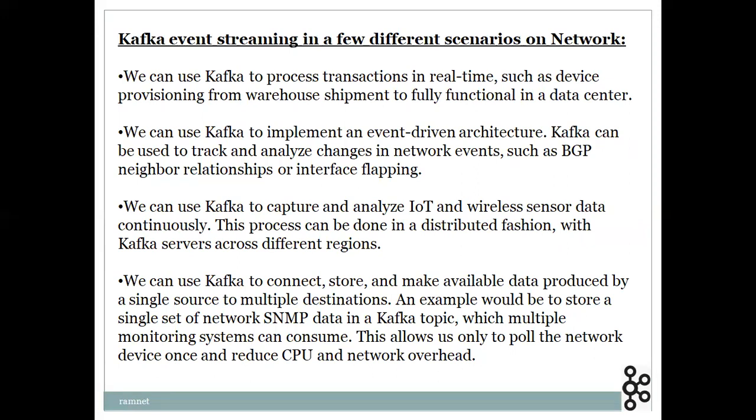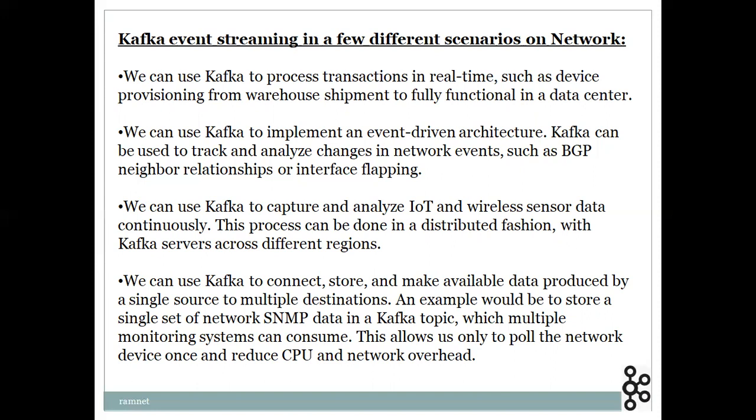Even in the switch ports, flapping or something like that, we can also see that. Network topology changes happen when a root switch goes down, or some of the leaf switches are not operating properly. So many other network events can be triggered. We can use Kafka to capture and analyze IoT and wireless sensor data continuously.